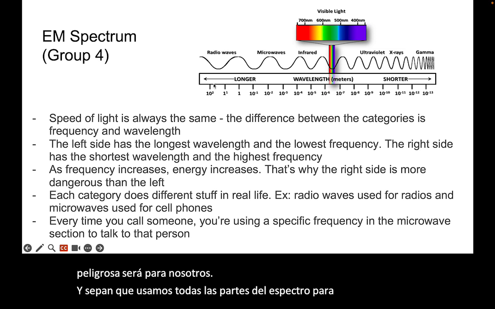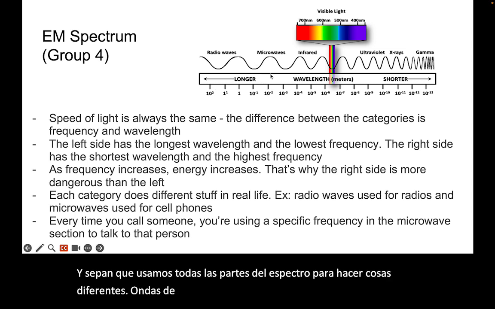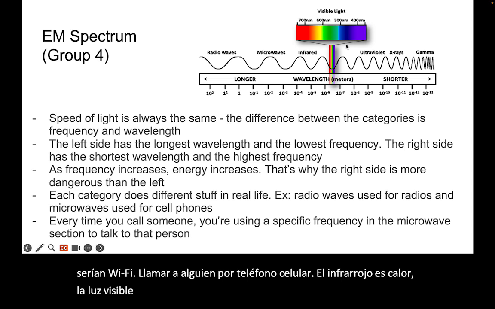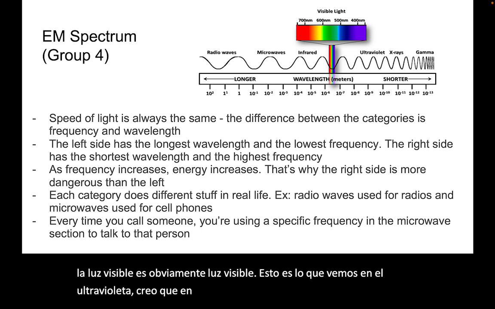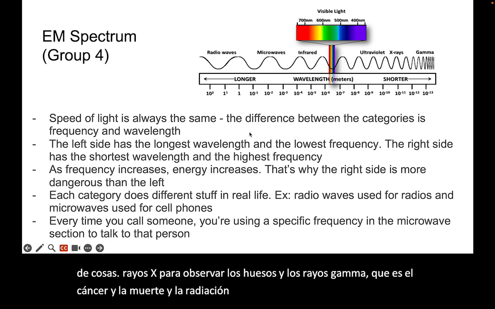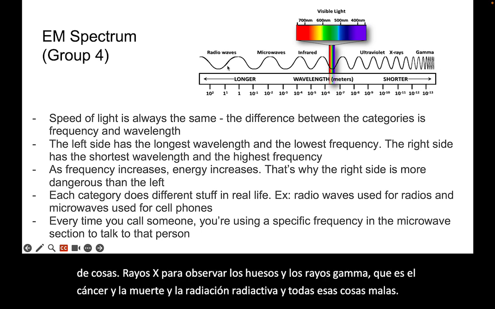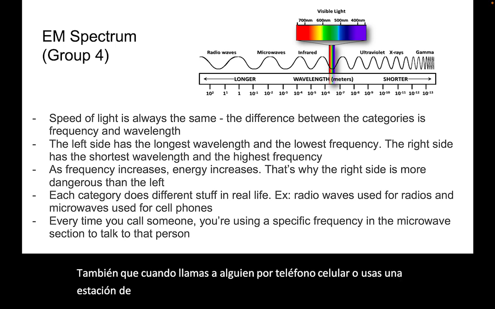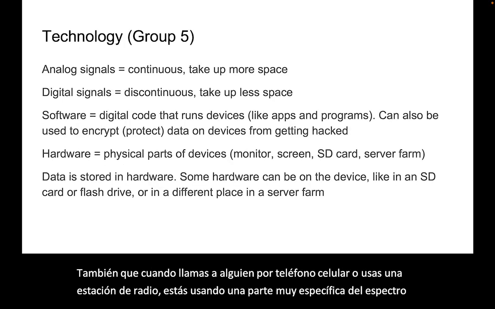And know that we use all parts of this spectrum to do different things. Radio waves: radios, TV. Microwaves would be Wi-Fi, calling somebody on a cell phone. Infrared is heat. Visible light is obviously visible light. This is what we see in. Ultraviolet, think black lights, sunburns, that type of stuff. X-rays to look at bones. And gamma rays, which is cancer and death and radioactive radiation and all that bad stuff. Know also that when you are calling somebody on a cell phone or using a radio station, you are using a very specific part of the EM spectrum to do that thing.